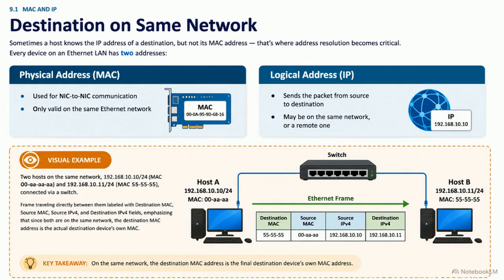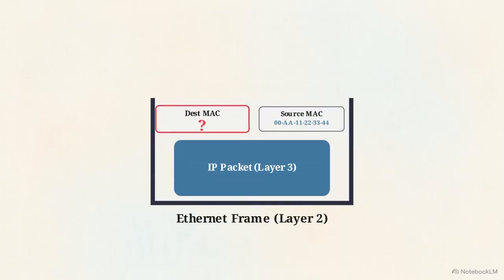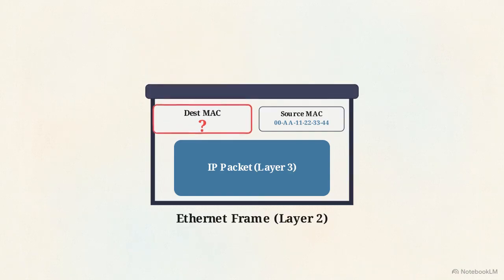Every device on an Ethernet LAN operates with two concurrent identities, shown here. On the right, the logical IP address handles end-to-end routing across remote networks. On the left, the physical MAC address is valid only on the local segment, required for NIC-to-NIC communication. To encapsulate an IP packet into an Ethernet frame, the sending hardware must have the receiving hardware's exact MAC address.